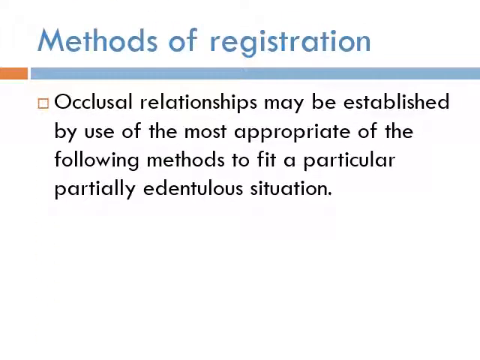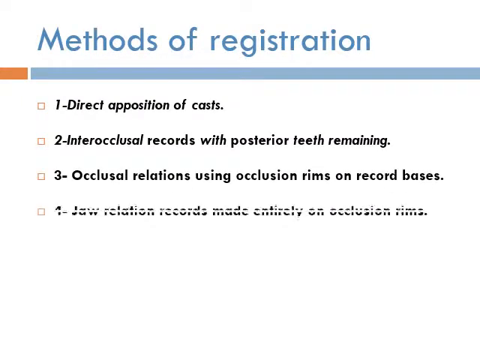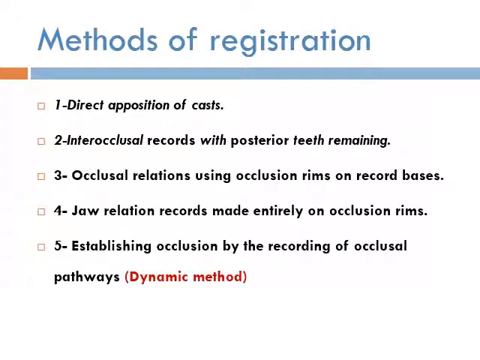The occlusal relationship may be established by the use of the most appropriate of the following methods to fit a particular partially edentulous case. Then we do examples for the different classes, Class 1, 2, 3, 4, where the opposing arch may be partially edentulous or completely edentulous, as in the case of a single denture.